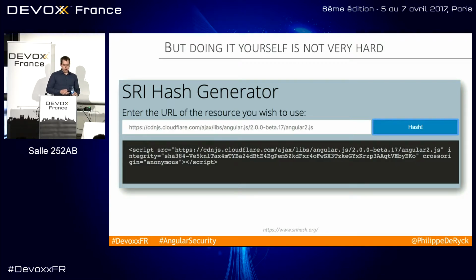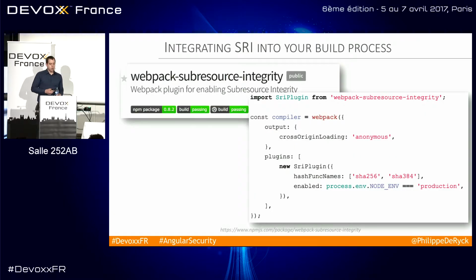Specifically for Angular, if you include external resources, you can just use it like this. If you want to use it for your own resources, the stuff you build when you build your Angular application, the vendor.js files, you can enable this Webpack plugin. There's a plugin for Webpack that automatically calculates the hashes when you build your application and inserts them into your index.html files. So that's definitely something very useful.